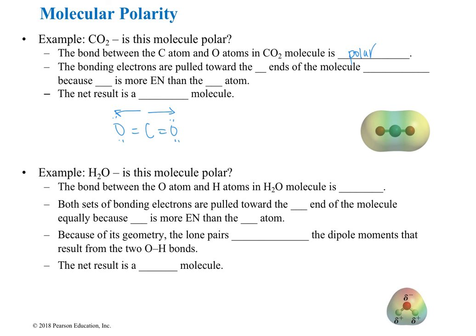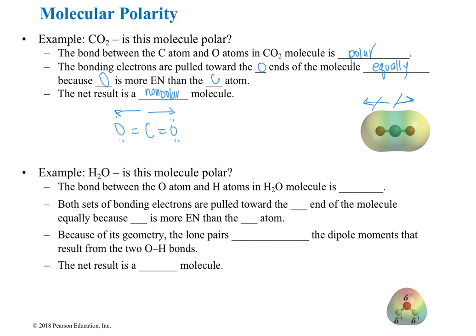But because they're both pulled towards the oxygen atoms equally in opposite directions, since the oxygens have the same electronegativity compared to carbon, that's going to cancel out. So we've got a pull one way and a pull the other way. They're the same sign and same magnitude, so they're going to cancel out. So our molecule will be nonpolar.